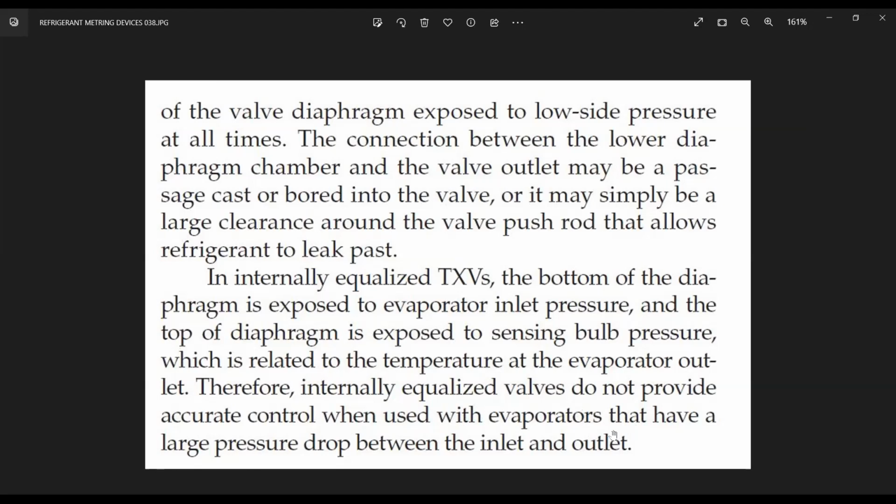When there is a large pressure drop, the inlet will be at a different temperature and the outlet will be at a different temperature. So the pressure drop will occur because of the different temperature and pressure ranges. Because of that, the outlet will not be sensing the actual condition, which means there will be a pressure drop and you will not get very precise control.